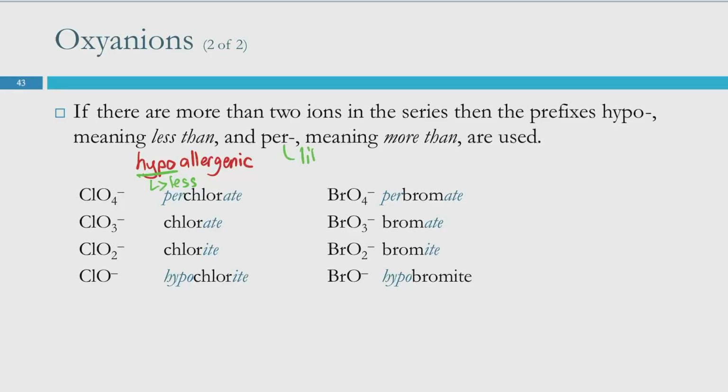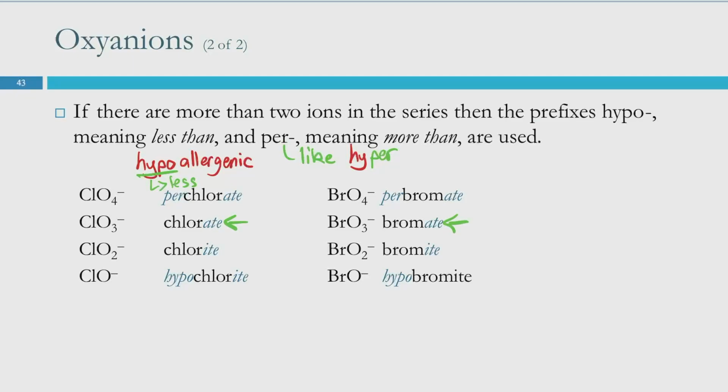And then per, like in hyper. If you're hyperactive, you're not just active, you're more than active, right? You've got extra energy. You need to go run some laps or something. So per, meaning more than, is also used. So two series. We've got chlorate and bromate.